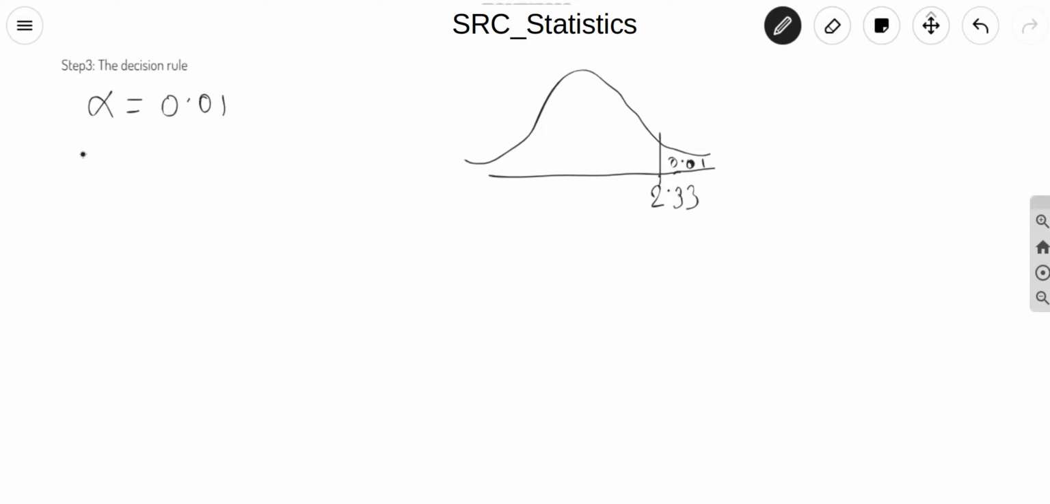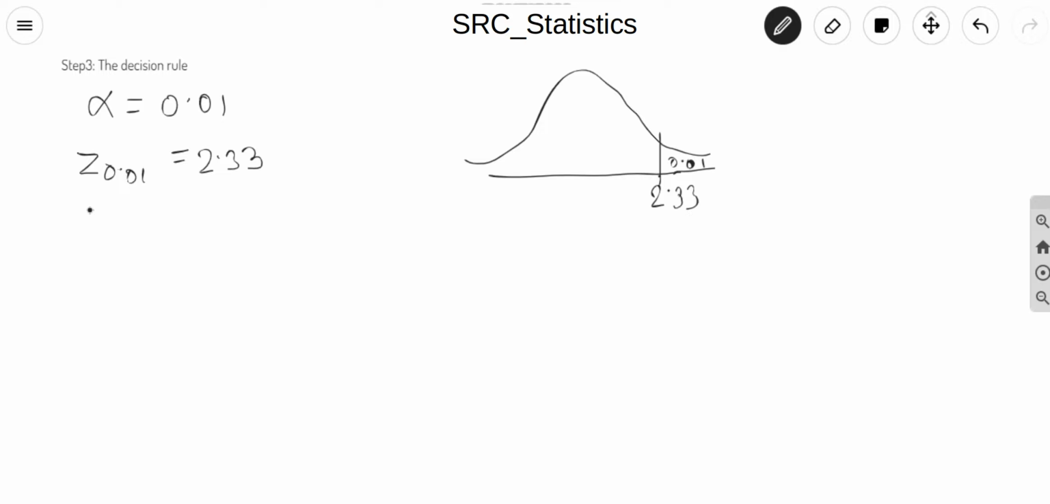We get this value from the Z table. Z.01 is 2.33. That is for 1% level of significance, the critical value of Z is 2.33. We get this value from normal table. If you want to understand how to get this value, you can watch my video of critical values. Okay, so critical value of z is 2.33.